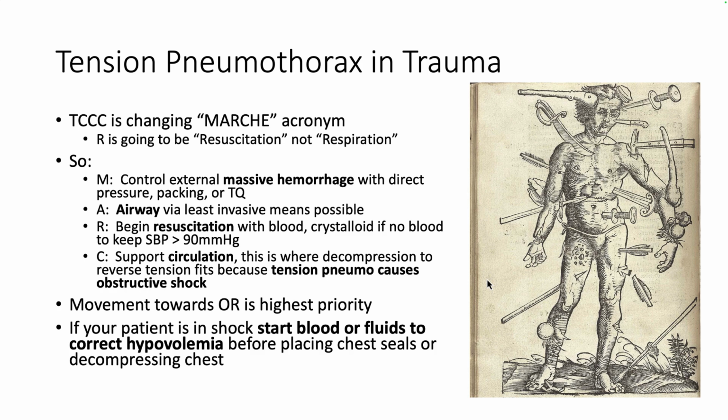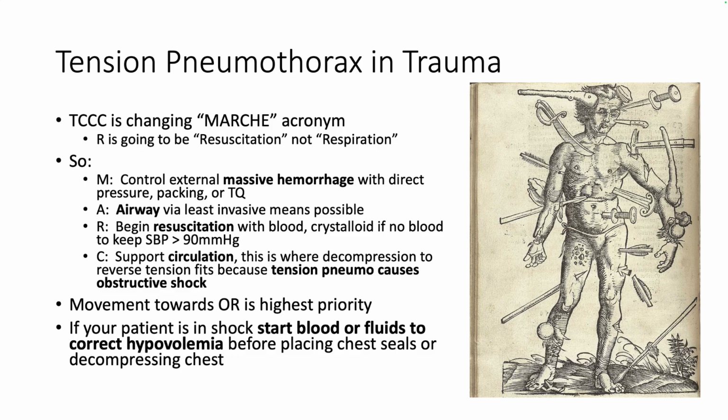So if we look at the MARCH, which are going to be really the highest priority things, the very first and highest priority thing that we're going to work on is controlling external massive hemorrhage. We're going to do that with direct pressure, wound packing, or a tourniquet, depending on where that wound is. That is our highest priority, getting that sorted out, because if the patient bleeds out while we're looking for a needle to decompress the chest, we're not doing the patient any favors.